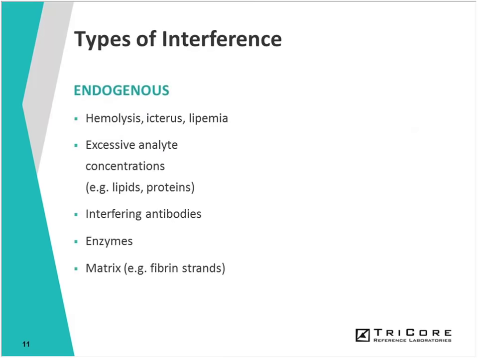There are certainly no shortages of possible interfering substances that can be present in blood and other biological fluid samples. Interfering substances can usually be placed into one of two buckets. Endogenous interferences, those that are shown here, are native to the sample itself. These would be things like hemolysis, icterus, and lipemia, as well as others.